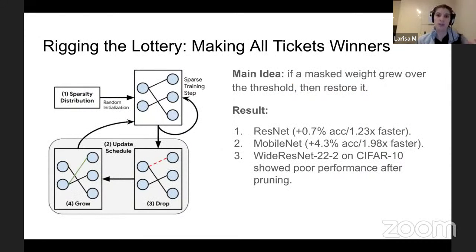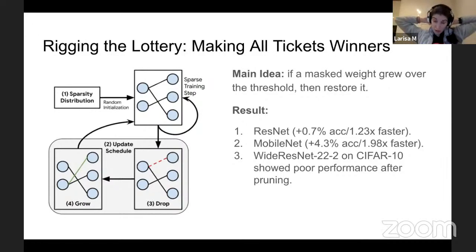One more interesting paper in terms of lottery ticket is Rigging the Lottery: Making All Tickets Winners. So the main idea is the following. The original lottery ticket only prunes weights, but it never recovers them. And what if we come up with some heuristic that lets us not only prune weights, but sometimes recover them if they at some point become interesting or useful for us? So this idea was implemented in this paper.